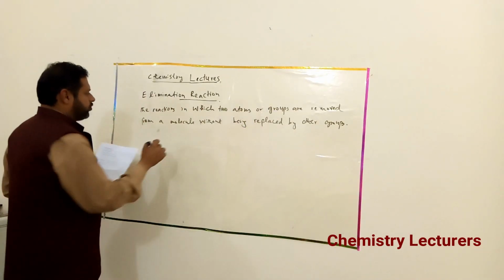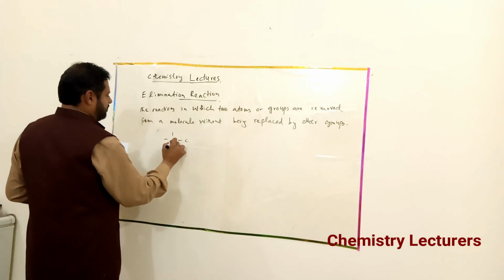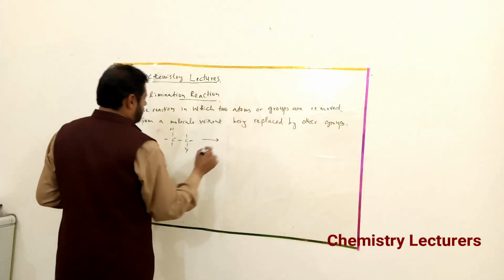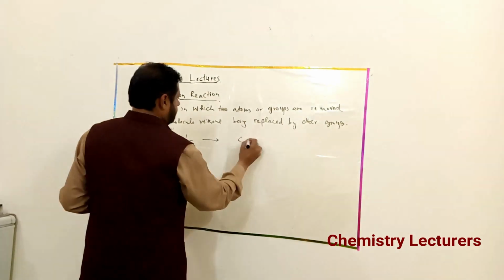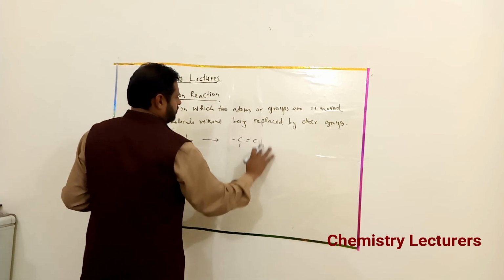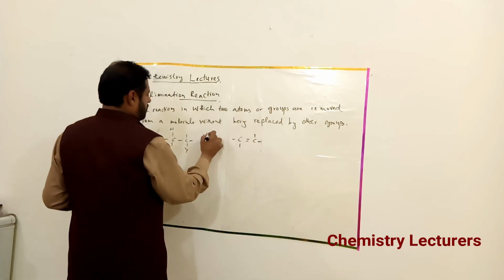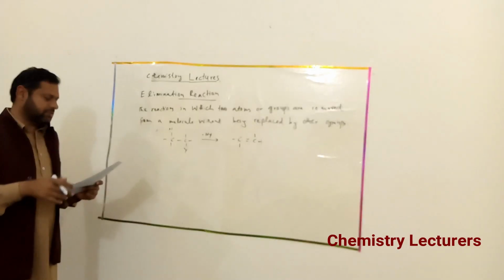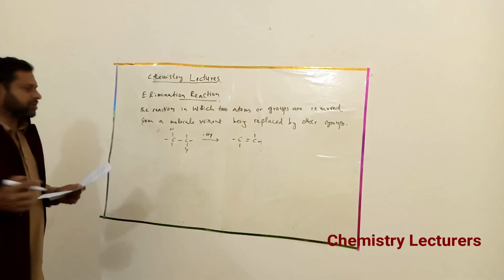For example, if we have this type of reaction and we remove this HY group, then these types of reactions are called elimination reactions. Now there are different types of elimination reactions.